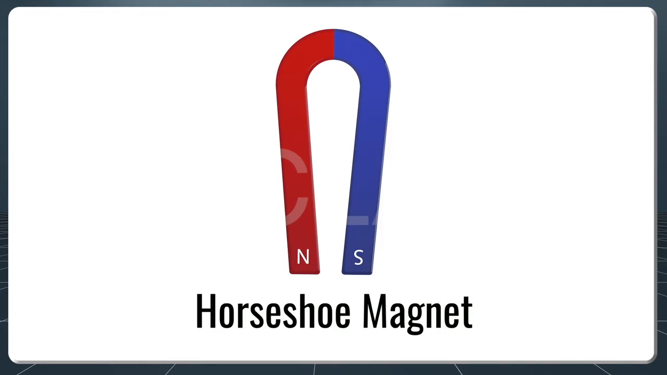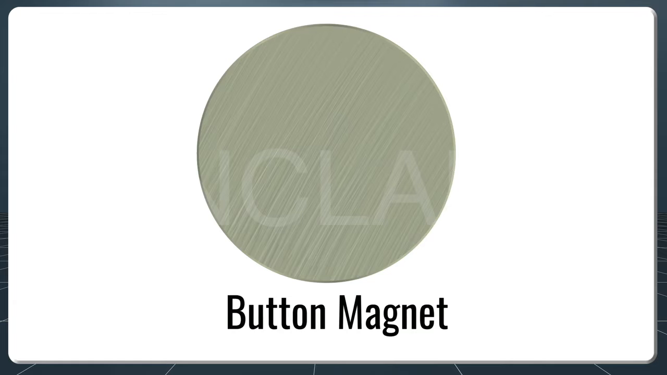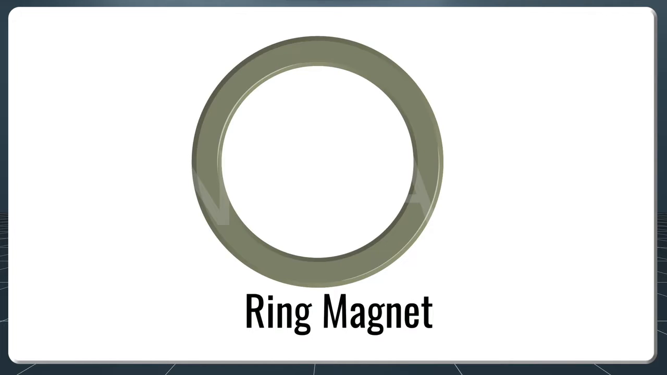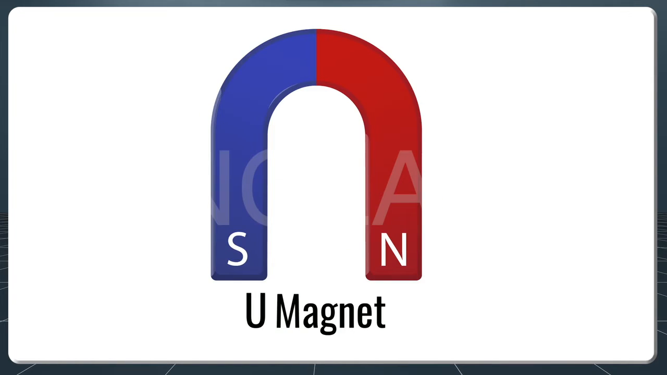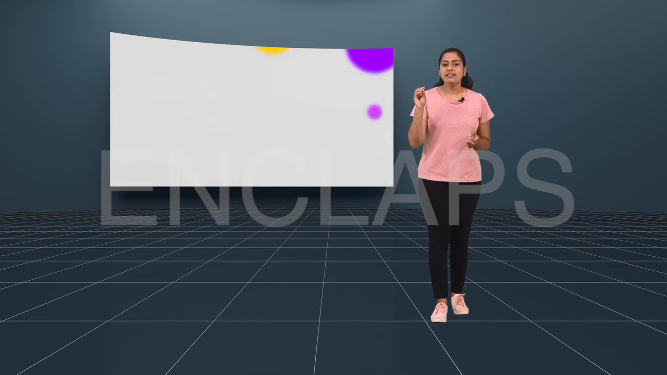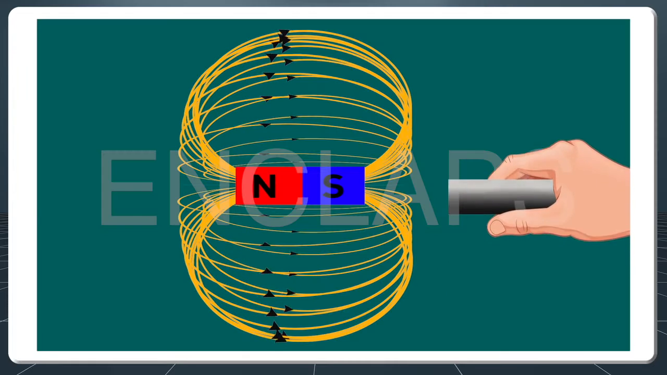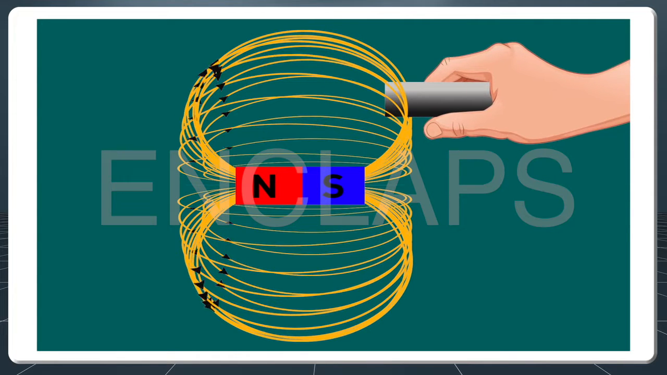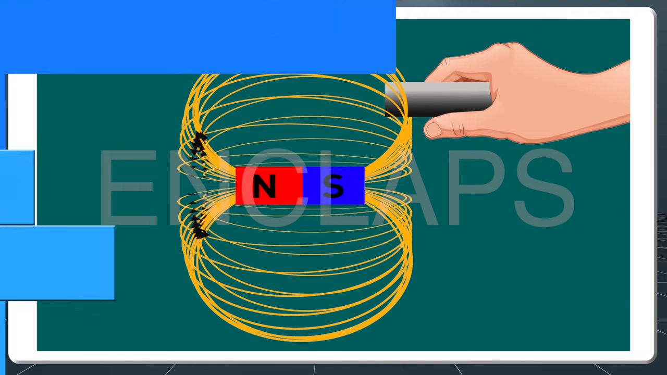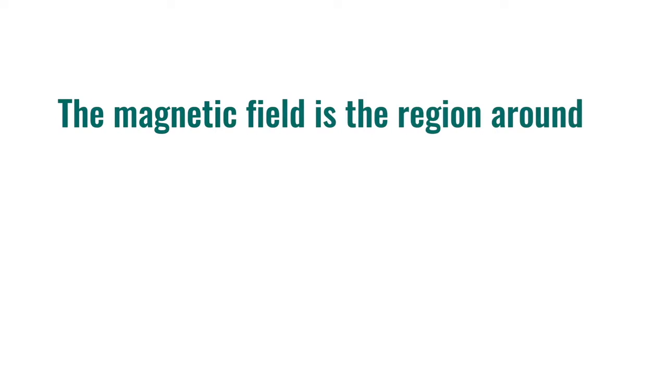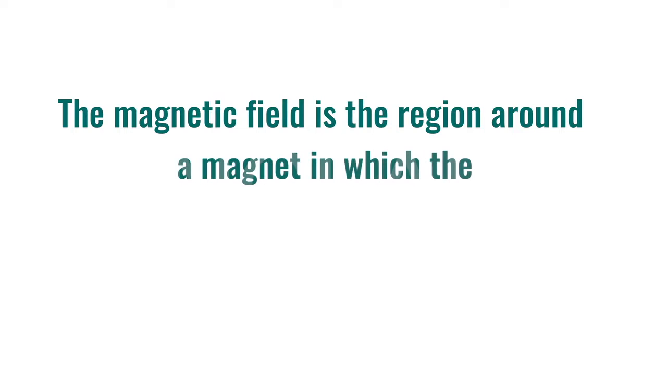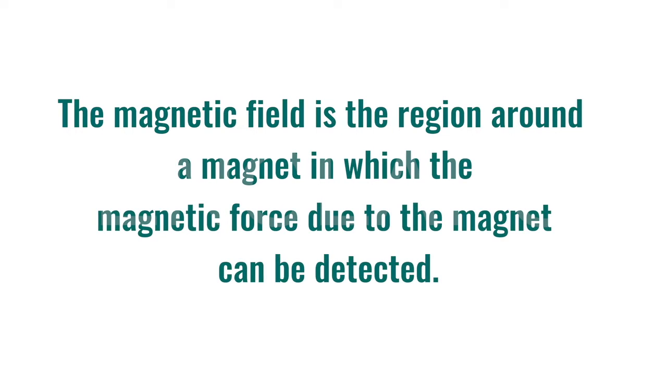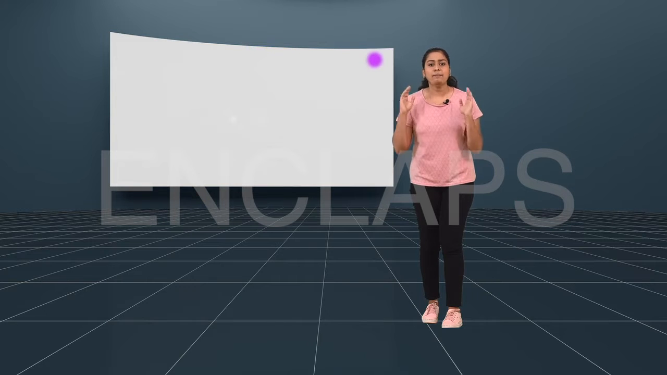We are already familiar with different types of magnets such as bar magnets, ring magnets and U-magnets. We have learned that a magnet attracts an iron rod. Likewise, a magnet can attract certain objects within its magnetic field. Such materials are called magnetic materials. The magnetic field is the region around a magnet in which the magnetic force due to the magnet can be detected. A magnetic field is completely filled with magnetic field lines.